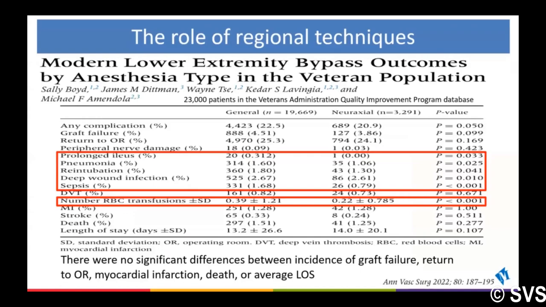they investigated 23,000 patients in the Veterans Administration Quality Improvement Program database. And they showed that the incidence of prolonged ileus, pneumonia, reintubation, deep wound infection, sepsis, and the number of RBC transfusions were higher in the general anesthesia group compared to the neuraxial anesthesia group. There were no significant differences in the incidence of graft failure, return to OR, myocardial infarction, death, or the average length of stay.